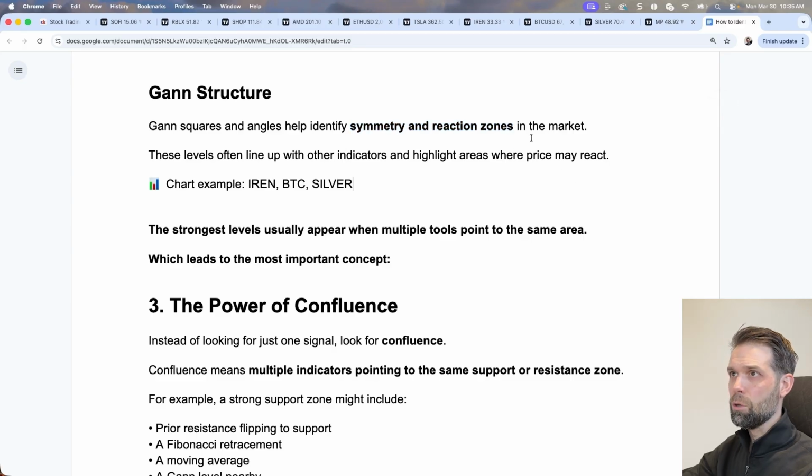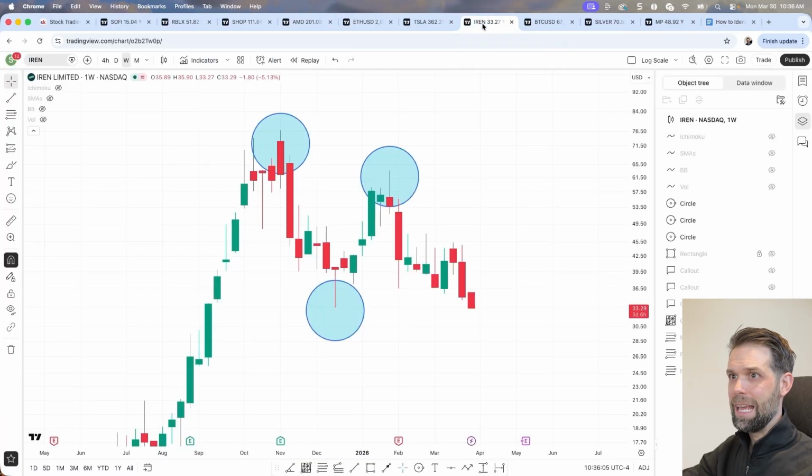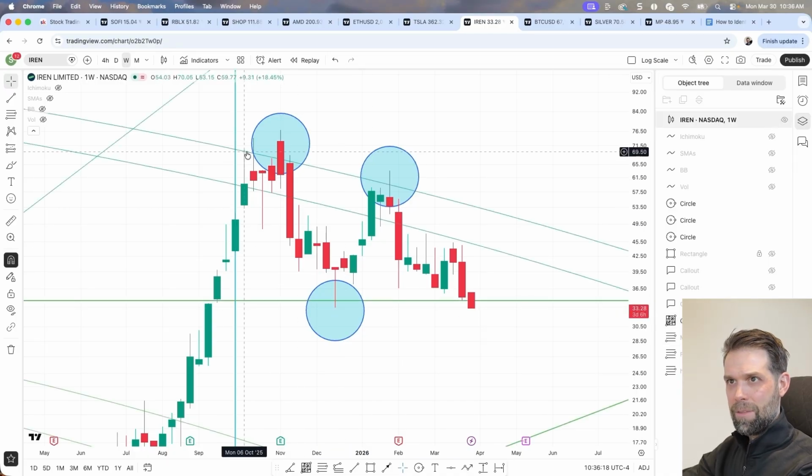So there are some good examples that are adhering to these zones. One that we can look at is a Bitcoin miner called Iron. I've just circled a top area here, a resistance area here, and a potential support area here. And when we put on our Gann square, we can see that these Gann arcs labeled a zone where price was going to react, and this zone acted as clear resistance.